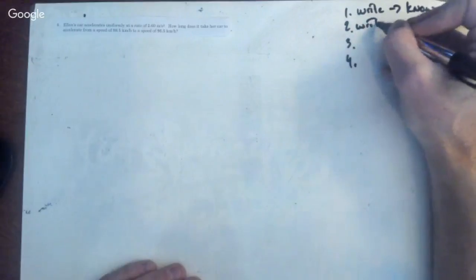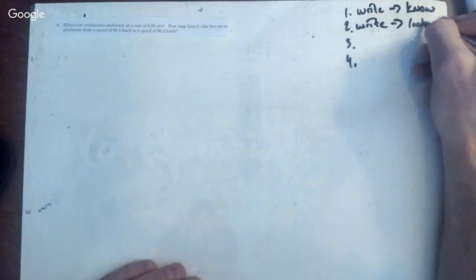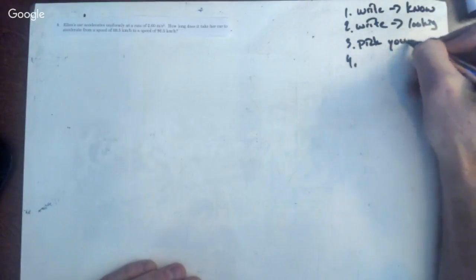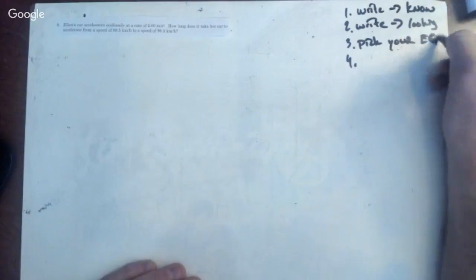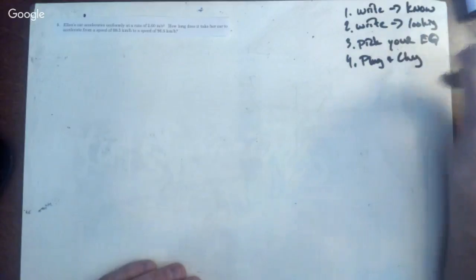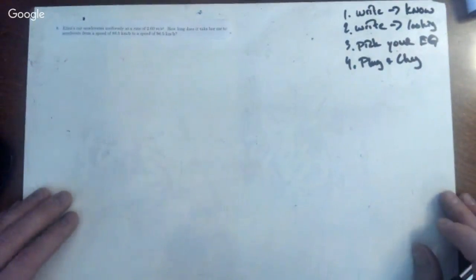Okay, so now what I normally like to do is start off with what I call my 4 steps. It's a version of something every teacher has, but every teacher has these, so I'm just going to use mine. So first, write what you know. Step 2, write what you're looking for. Step 3, pick your equation. And then last, plug and chug. Just plug in the numbers and get going.